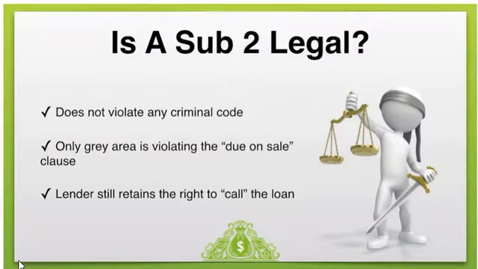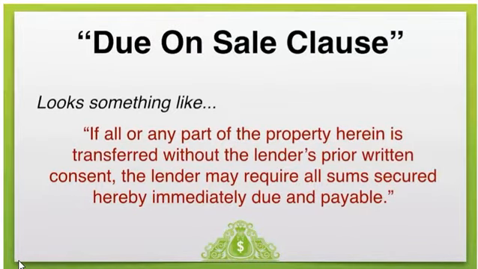A property done subject to does not violate any criminal codes, and the only gray area is whether or not the seller is violating their lender's due on sale clause, which is an acceleration clause in a mortgage document that gives the lender the right to demand payment of the remaining balance of the loan when a property is sold or transferred. Here's what a typical due on sale clause looks like. It says something like, if all or any part of the property herein is transferred without the lender's prior written consent, the lender may require all sums secured hereby immediately due and payable.